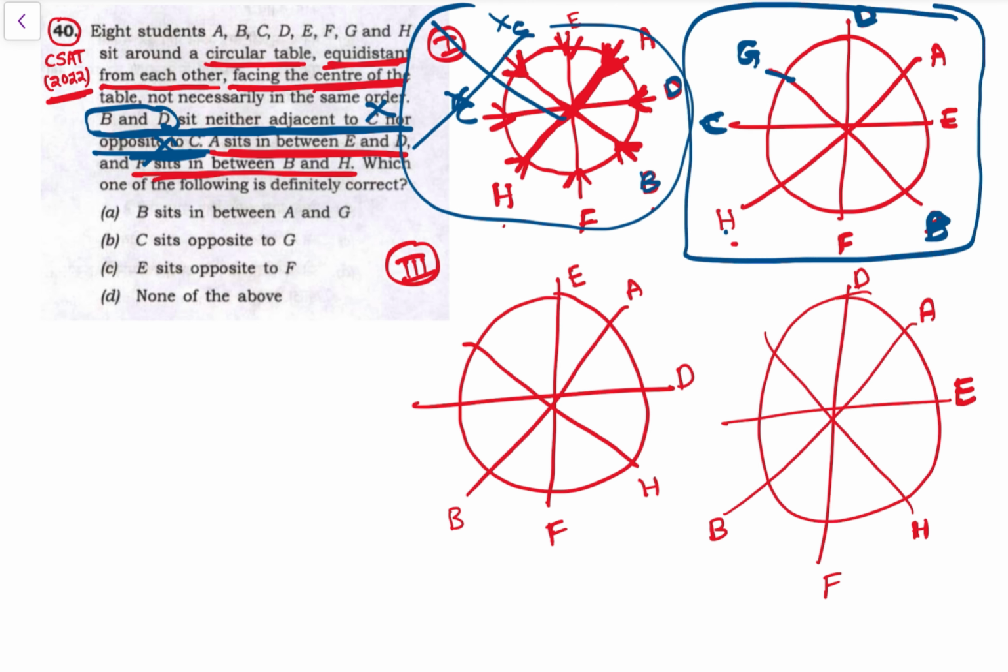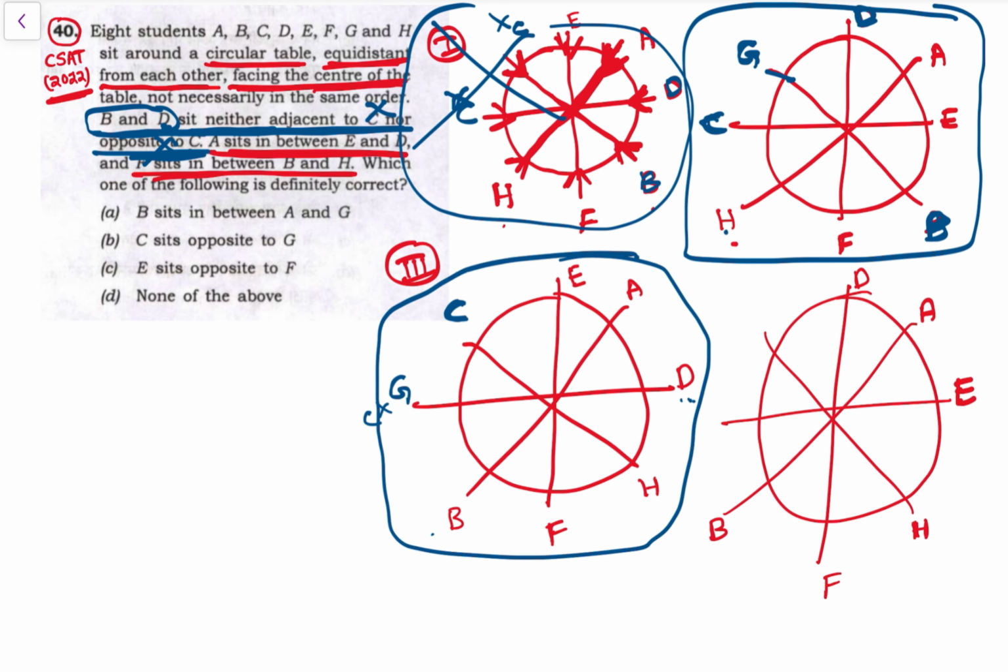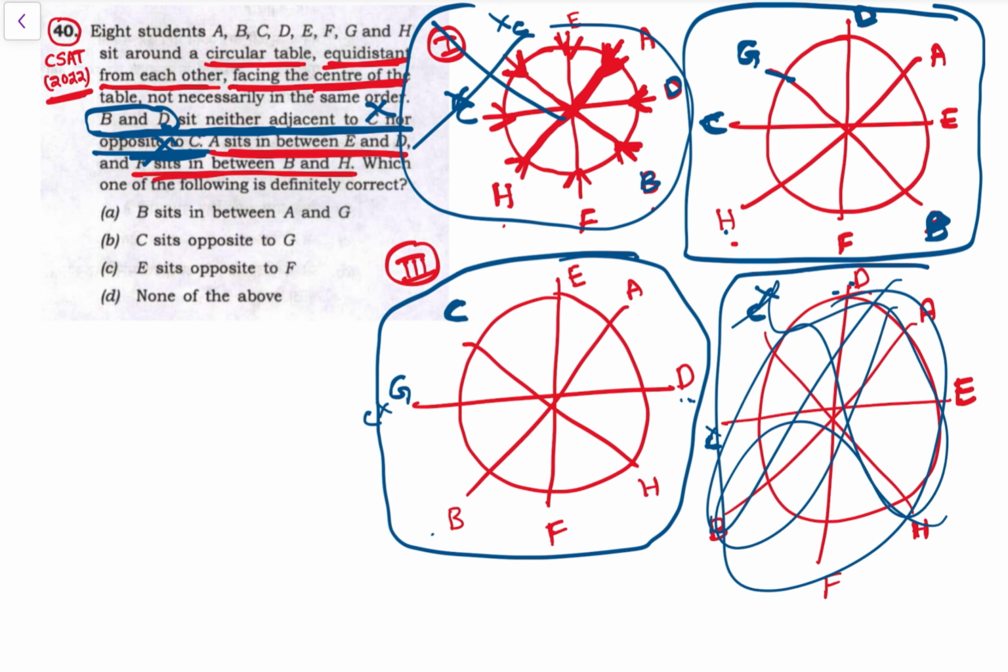Now let's check for other cases. See, C cannot sit here because it is adjacent to B and opposite to D. And C can sit here because it is not adjacent to B, not adjacent to D, nor opposite to D. So C is here, and G is here. So this is the second possible case. Now let's check this one. Here C cannot sit because it is adjacent to B, and here also C cannot sit because it is adjacent to D. So this case is also not possible. So we have got two possible cases.